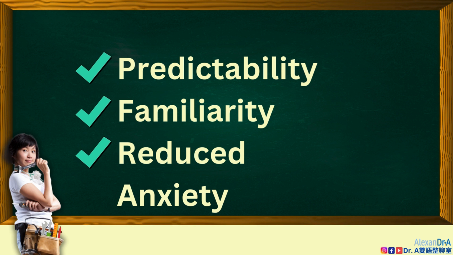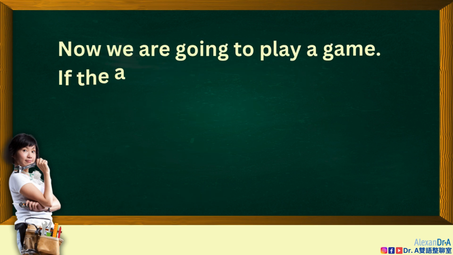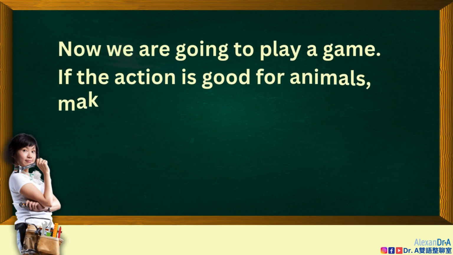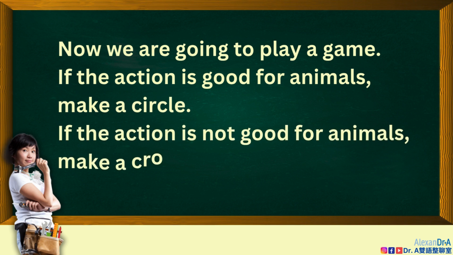Okay, Dr. A had an example for this too, right? Something about a game. Yeah, a good and bad actions game for animals, often used with younger elementary kids. The original instruction Dr. A observed was quite long. Let me guess. Lots of words. You got it. Something like, if the action is not good for animals, make a cross. If the action is good for animals, make a circle.